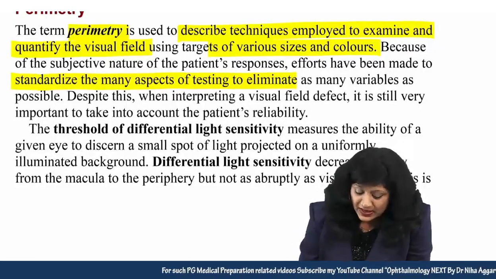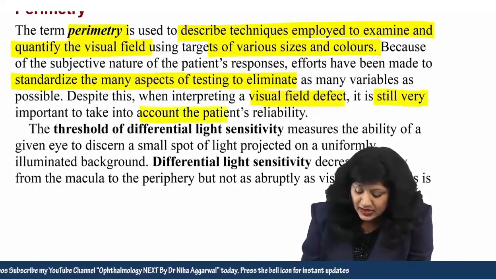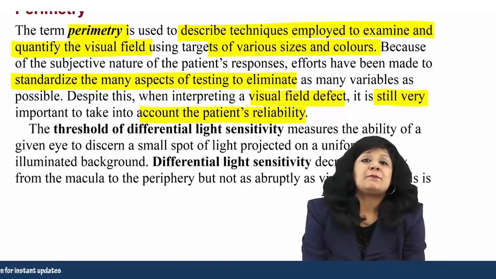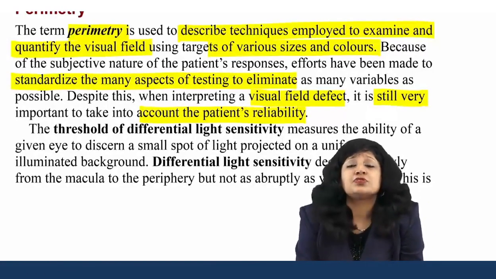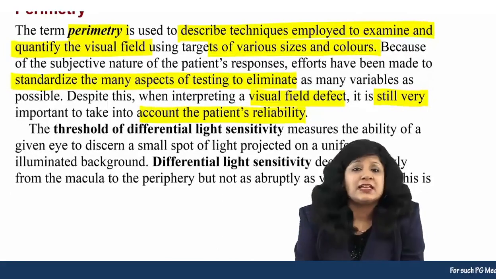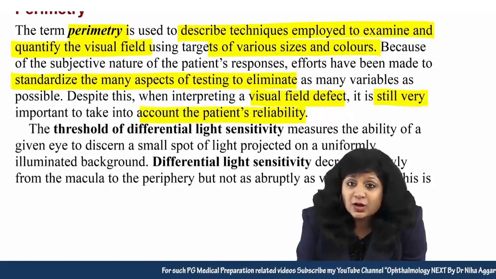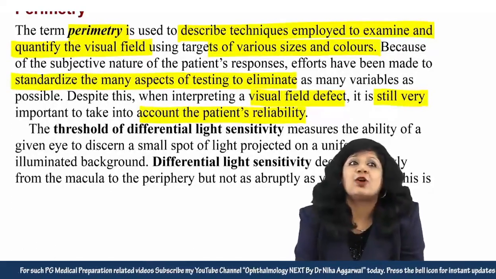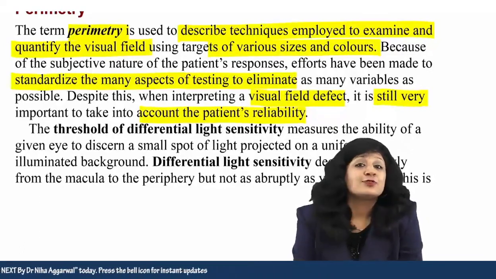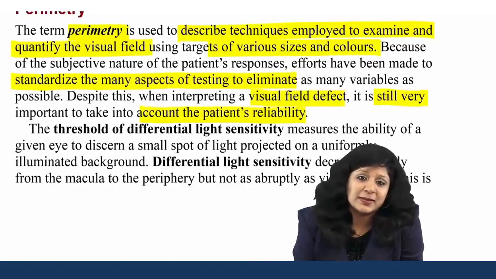Despite this, when interpreting a visual field defect, it is still very important to take into account the patient's reliability. After all, in the case of perimetry, we are actually dependent upon the patient's reliability. He or she has to answer. So how much he has understood, how truthful he is, how attentive he was to your instructions, how intelligent he is to follow your instructions. There are so many things which actually play into account while doing the perimetry.